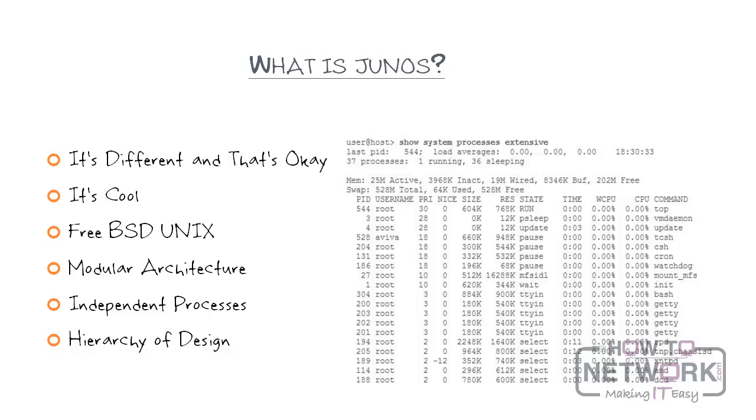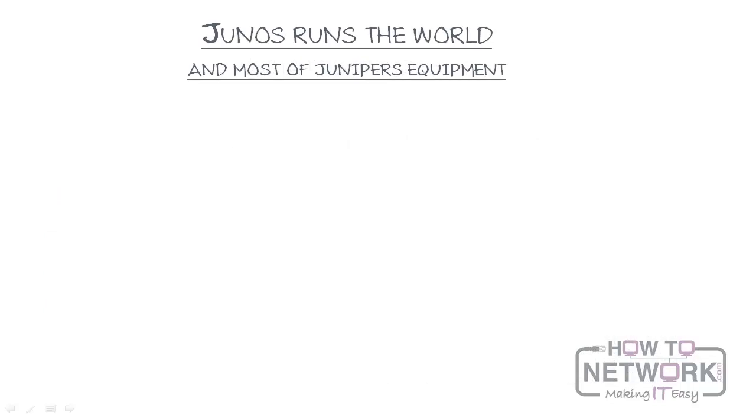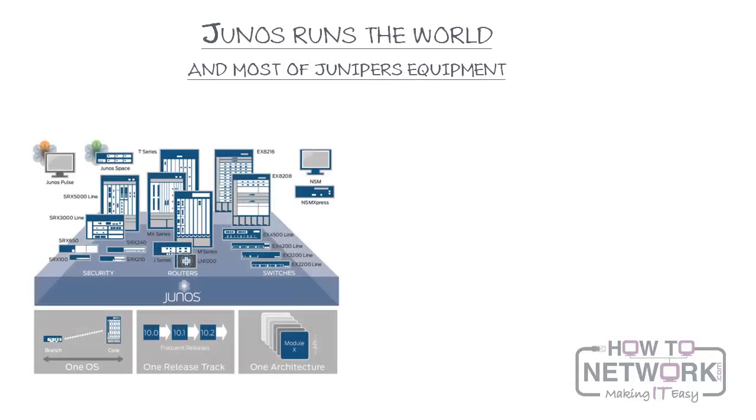JUNOS OS is used with most of Juniper's product line, with the exception of a few appliances like the SA series devices, but those are outside of the scope of the JNCIA JUNOS certification track, so we don't really need to worry about those right now.